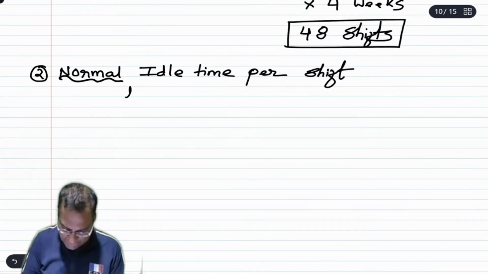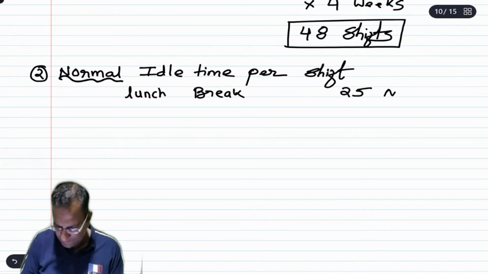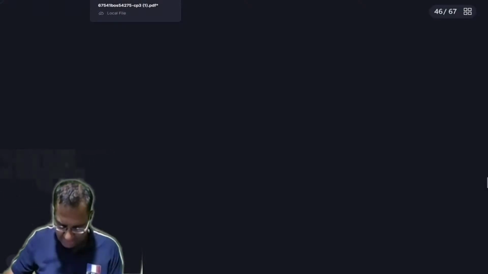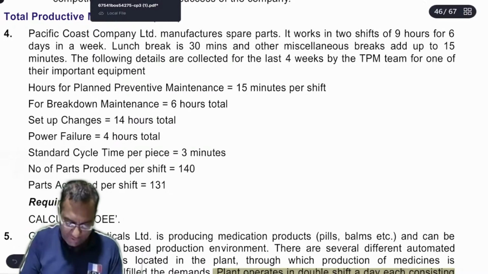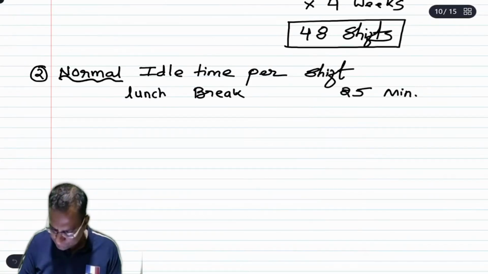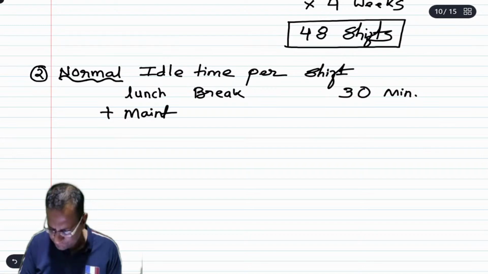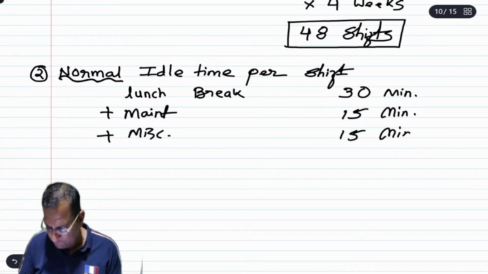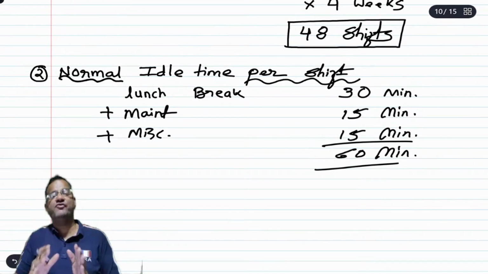So we have been given that the lunch break will be there, I think 25 minutes, right? Lunch break is 25 minutes, miscellaneous break is 30 minutes. Okay, miscellaneous breaks are 15 minutes and plant preventive maintenance is 15 minutes. So lunch break is 30 minutes plus plant maintenance is 15 minutes, plus miscellaneous breaks amount to 15 minutes. So the total will be 60 minutes of normal idle time, and most importantly, per shift.